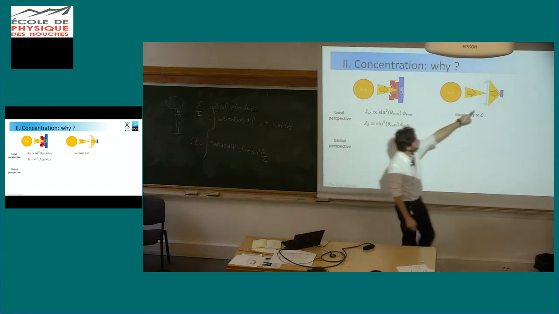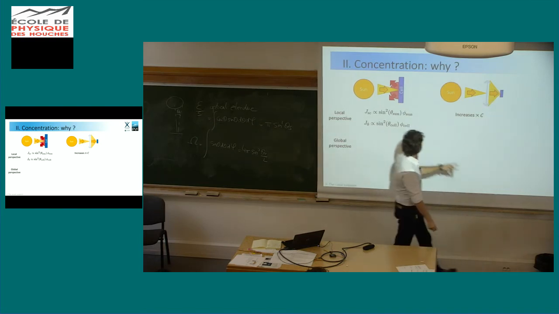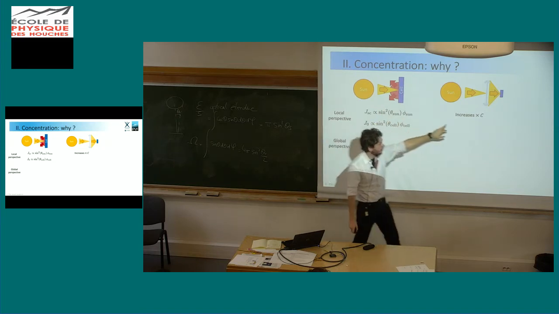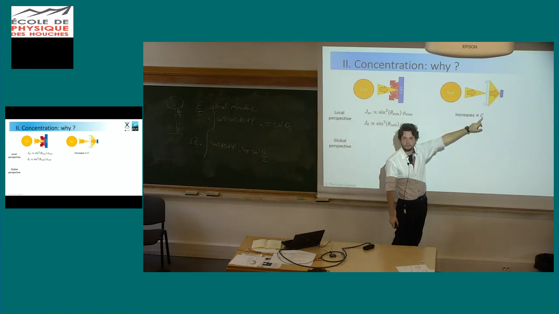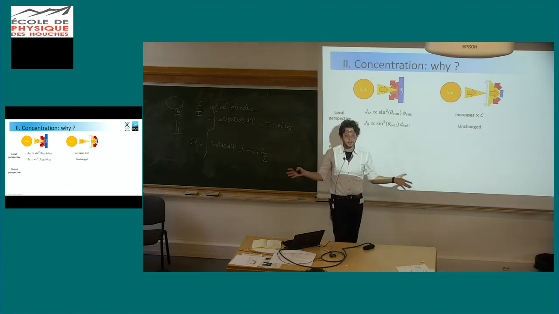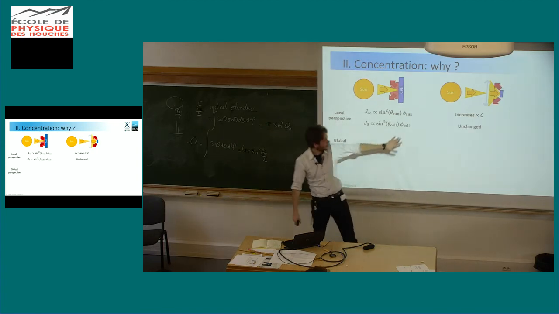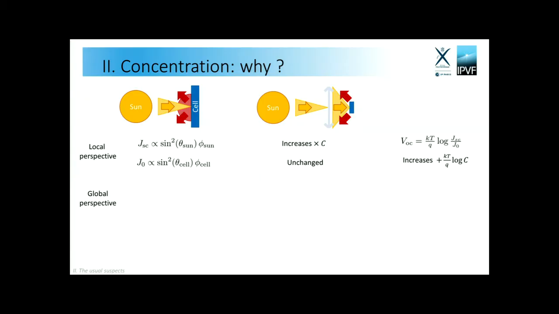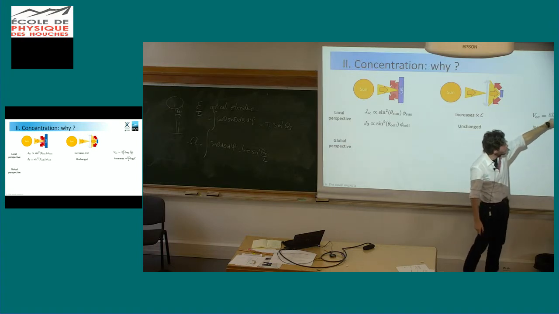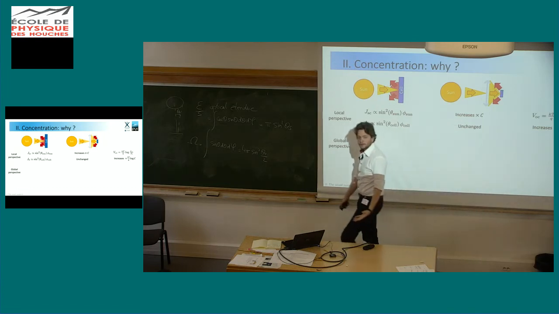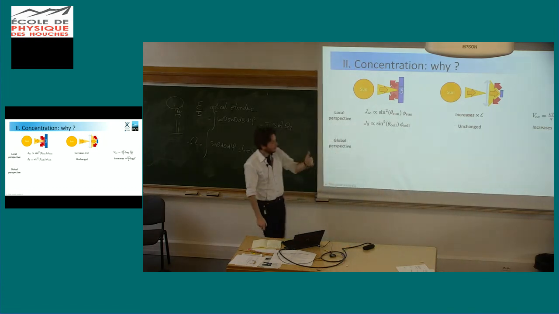Here, locally, when I'm at this point, I see the sun with a larger angle. So I increase this thing here by the factor C, which I defined before. For emission, I'm still emitting locally the same thing going in all directions, so this is unchanged. Now, the open circuit voltage which I can get is the log of this ratio, so now it increases with the log of concentration. Okay, and this you probably know from before. I can give the complementary picture.